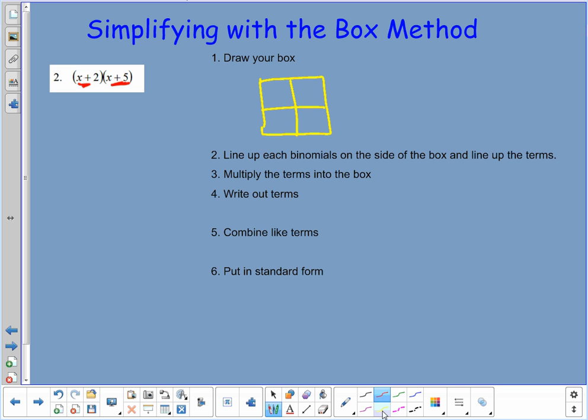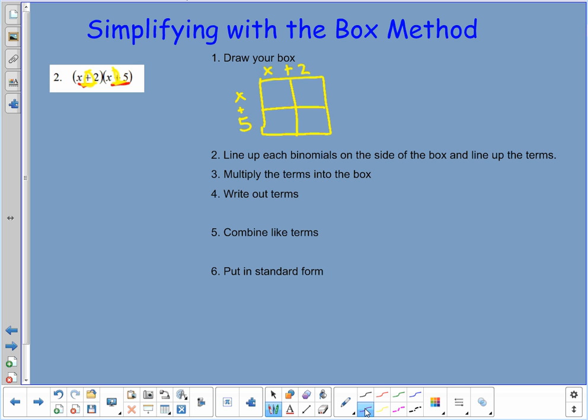So in the box, or I guess outside of the box, I'm going to line up these two binomials. I'm going to put x and positive 2 and then x and positive 5. So I lined up one binomial on the top, one binomial on the bottom. If it helps to remind you, you need to bring the plus and the minus. Really, it doesn't matter if it's a plus, which is what we have for both of these, but if it were a negative, we need to put that negative in there.